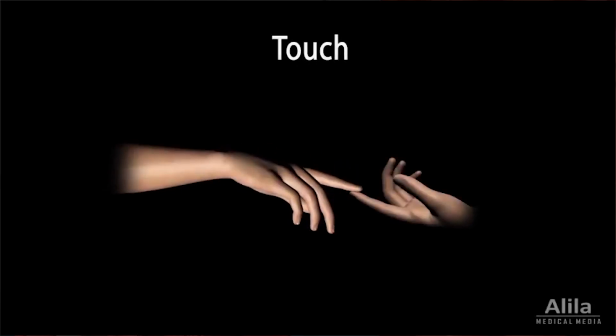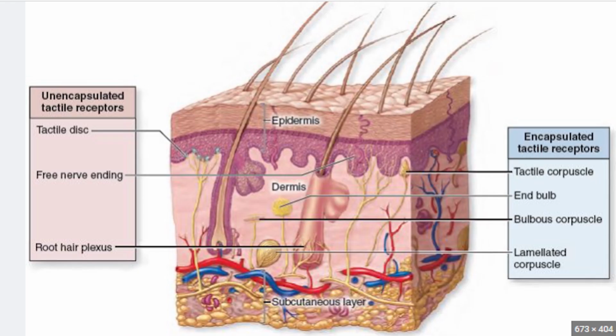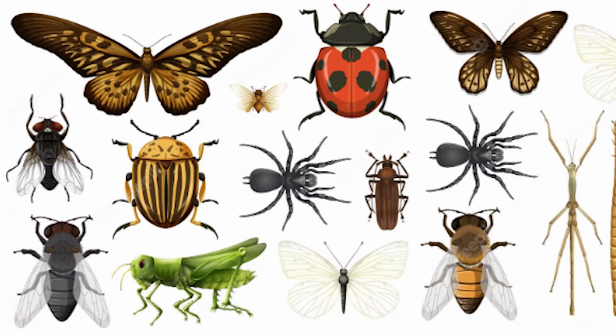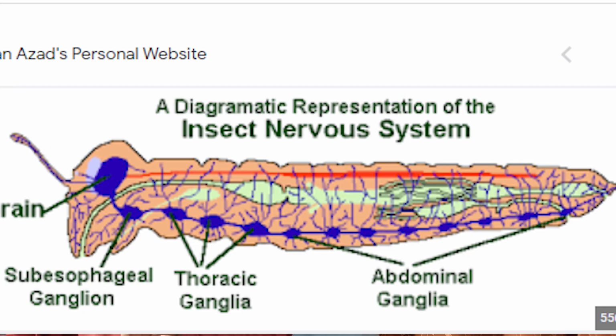The sense of touch is actually the contact of objects with our skin. Tactile receptors are responsible for that. They are actually the nerve endings of the sensory neurons and they send back this information to the brain. Same is the case with insects. They send back information when we touch any part of their body.